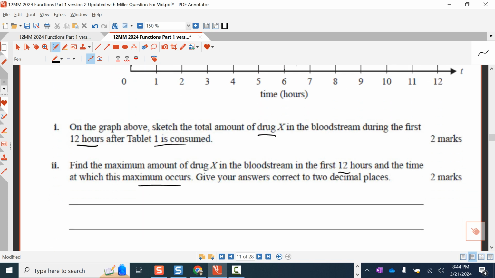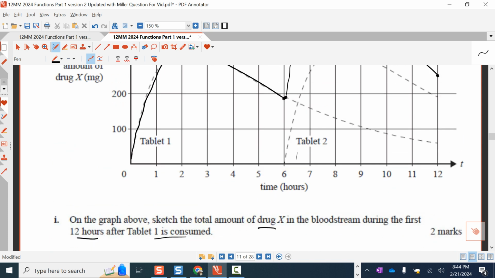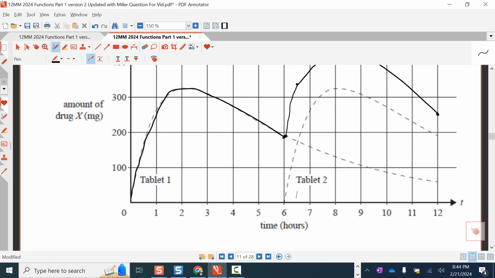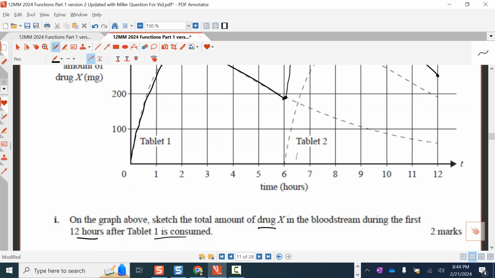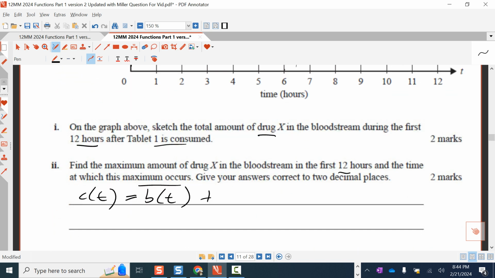Okay, so what we're going to do is we need to put the 2 functions together. So I'm going to make a new function called C of t, which is the original function, plus this second function that basically just moves 6 units to the right of the original. Okay, so we've got b of t take 6. All right, so what that's going to do is it's the original function and it adds the same function just shifted over 6 units. And this basically here simulates the first tablet. This is the second tablet being taken.